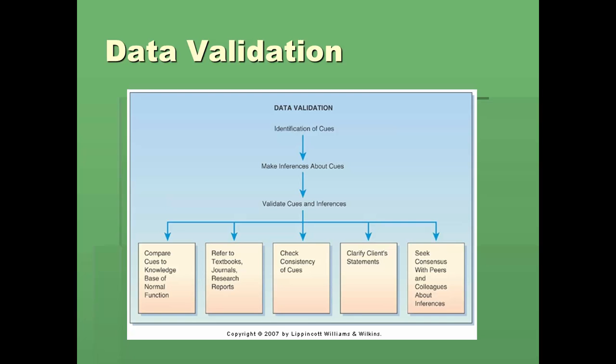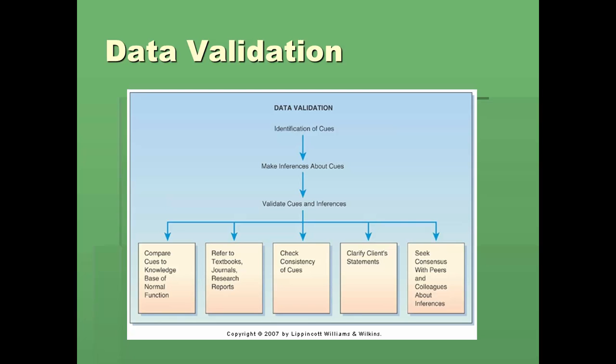There are different validation strategies. This slide lists several. We compare those cues to the knowledge base of what normal function is. So we often will take information that we have, and then we want to compare that to what we know to be normal function. Oftentimes we will validate cues and inferences based on what we read in journals or in textbooks and websites. We just use resources there to validate. Sometimes that validation involves checking consistency of cues.